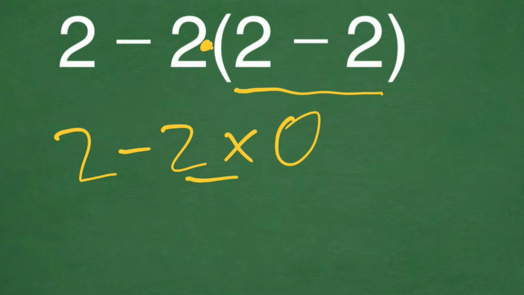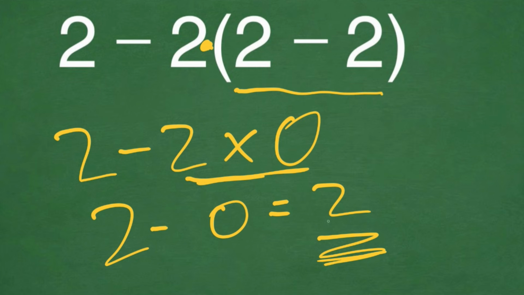And we have to do the multiplication before the subtraction, because the multiplication has higher priority than subtraction. So 2 times 0 gives us 0, and 2 minus 0 is equal to just 2. So the final answer to this question is 2.